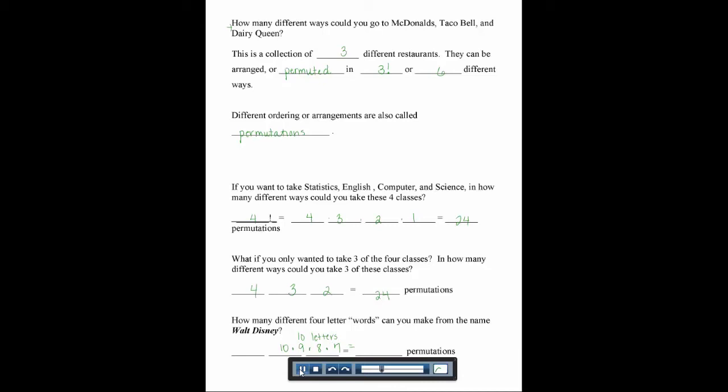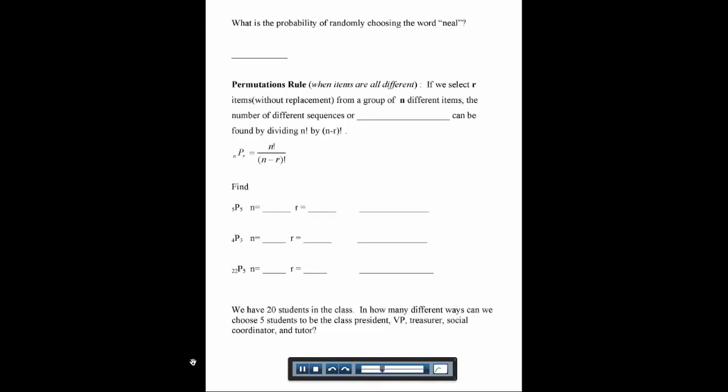And we get 5,040 permutations. Okay, so the probability of randomly choosing the word Neal, N-E-A-L, would be 1 out of 5,040.